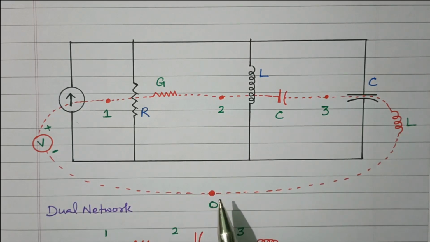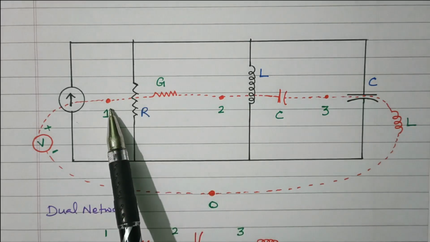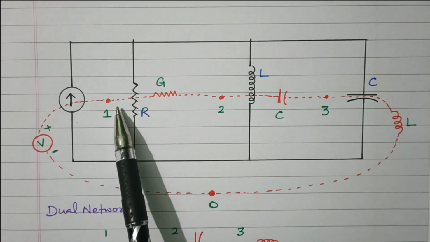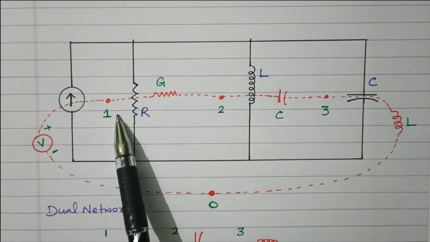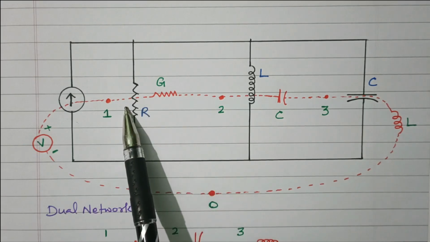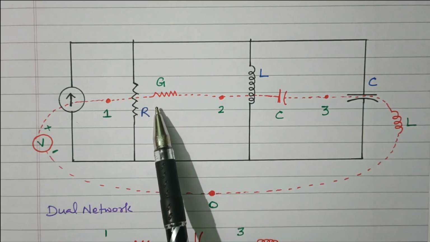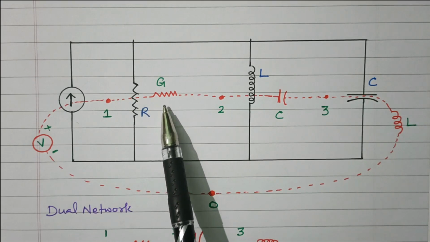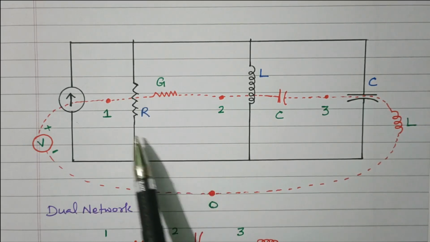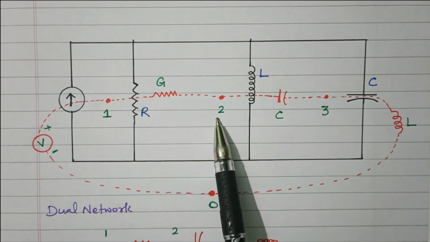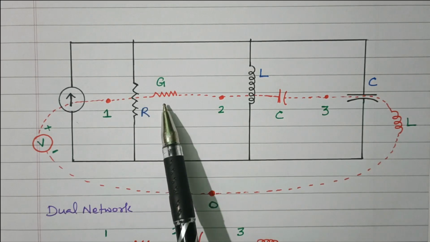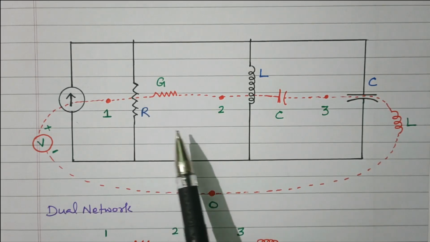Now we need to connect all the dots. First we will connect dot 1 and 2 through the elements. So the dotted lines are drawn between dot 1 and dot 2. They are crossing through the resistor. So this resistor will be converted into conductance. Resistance will be converted into conductance G. So dot 1 and 2 is connected, through which we have a resistor that is converted into conductance.